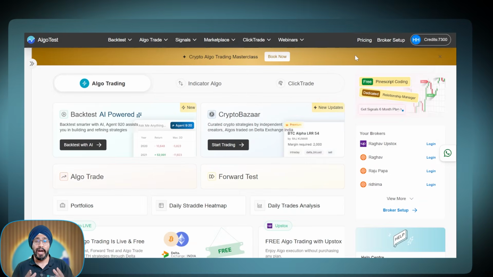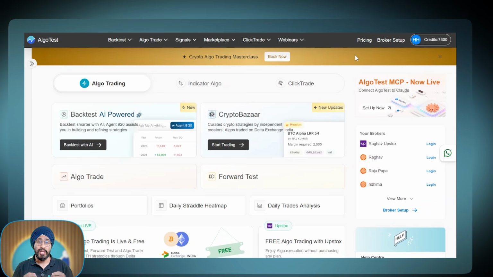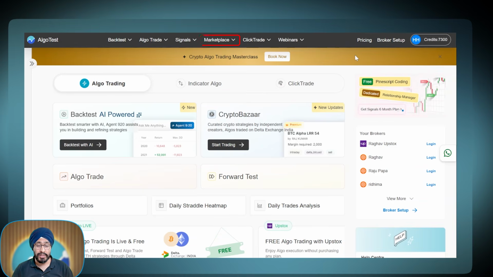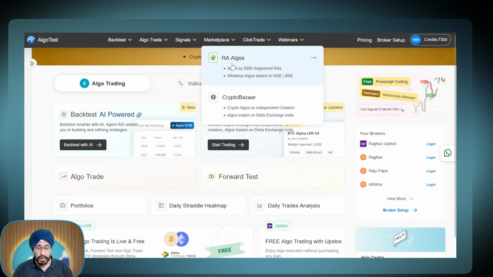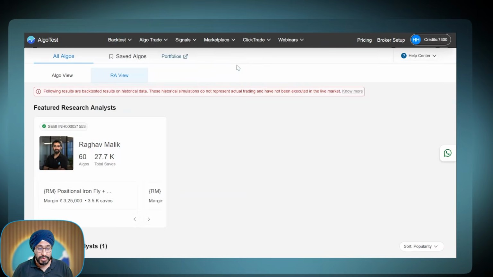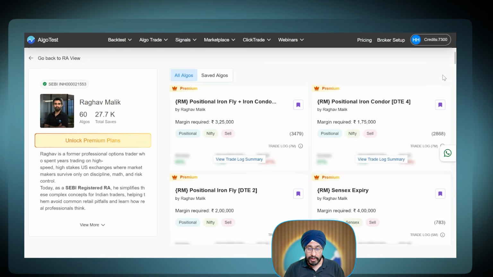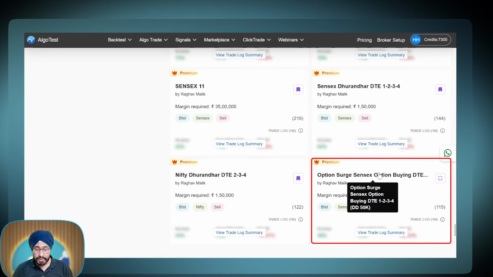It's as simple. I know most of you would already know this definition and would be well aware, but this is just to brush up what we are trying to do. Alright, now let's look at a strategy called Option Surge in our RA portfolio. We will go and understand this strategy in detail. So I will go under Marketplace, under RA Algos. I'll click on Raghav Malik and I will scroll down to Option Surge Sensex option buying.